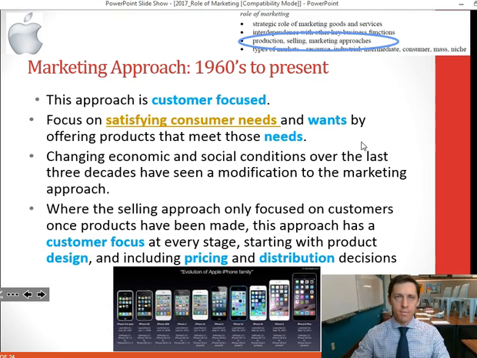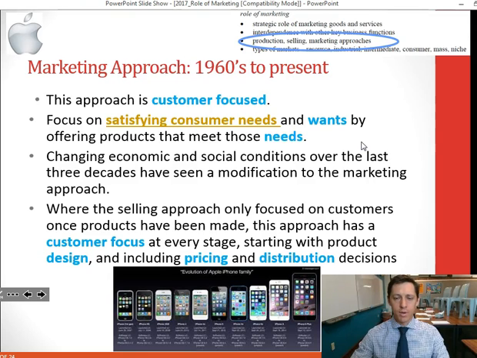And it's important to note that while the customer is at the centerpiece, it's also about marketing to them, it's about pricing to them appropriately, it's about distributing the products to them appropriately and designing the products appropriately that those customers will desire those products.